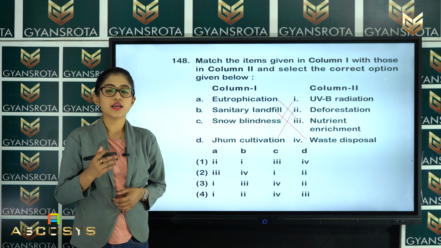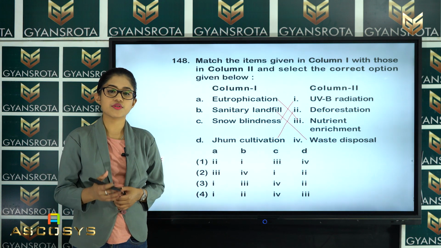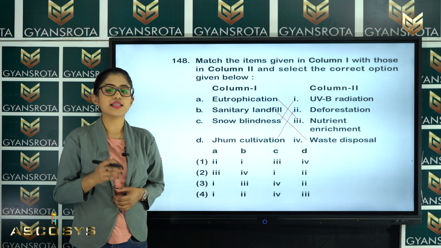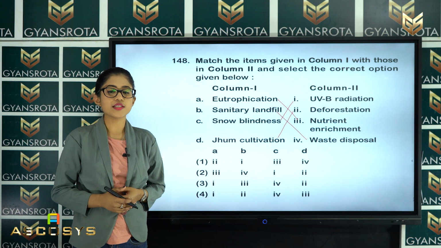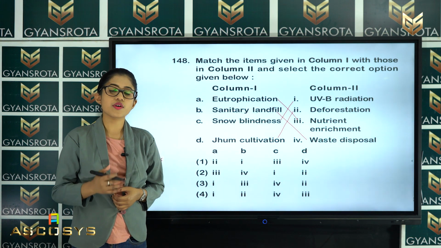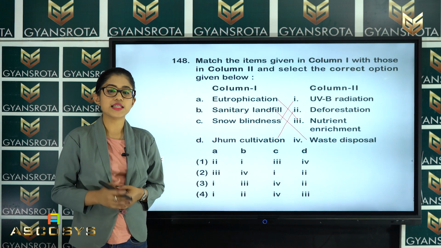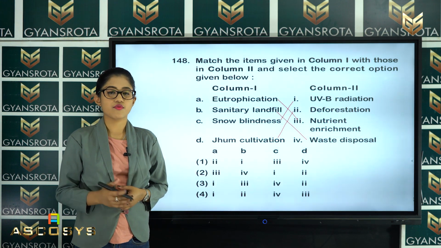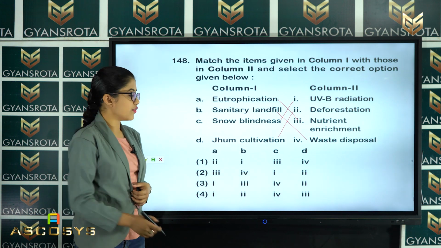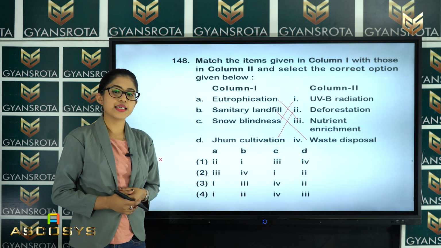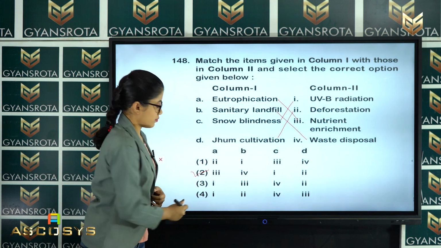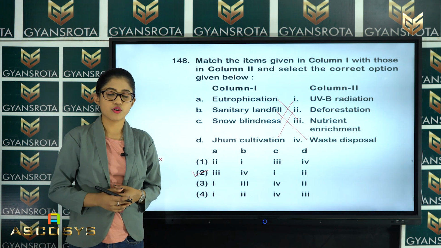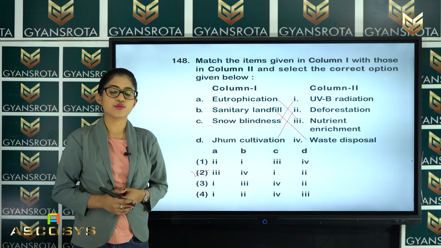We have got that eutrophication means nutrient enrichment, then sanitary landfill means waste disposal, snow blindness occurs because of UVB radiation, and jhum cultivation forms deforestation. So, which among the following options is the correct answer for this question? That is option number 2. It is correctly matched. Okay. Now, let us see the next question.